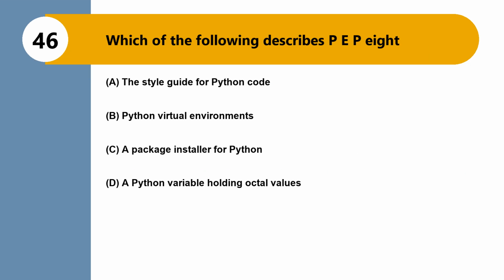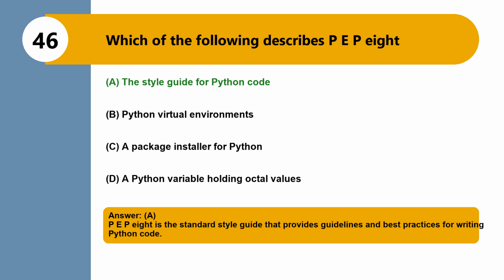Question 46. Which of the following describes PEP8? Option A, the style guide for Python code. Option B, Python virtual environments. Option C, a package installer for Python. Option D, a Python variable holding octal values. The correct answer is option A, the style guide for Python code. PEP8 is the standard style guide that provides guidelines and best practices for writing Python code.